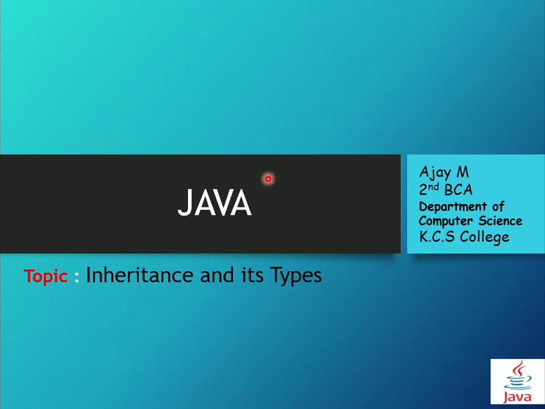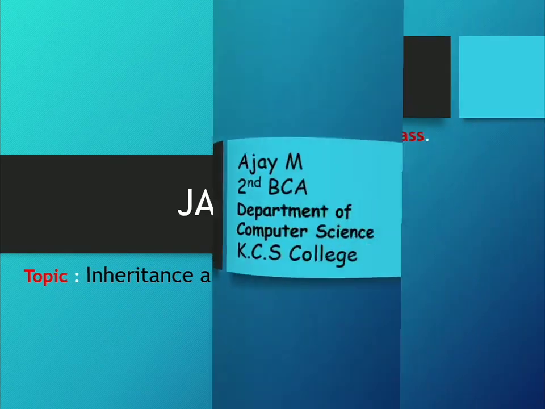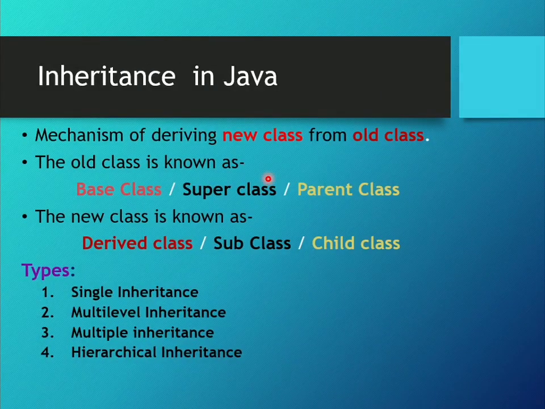Now we are going to see inheritance and its types in Java. Inheritance is a mechanism of deriving a new class from an old class. The old class is known as the base class, superclass, or parent class. The new class is known as the derived class, subclass, or child class.